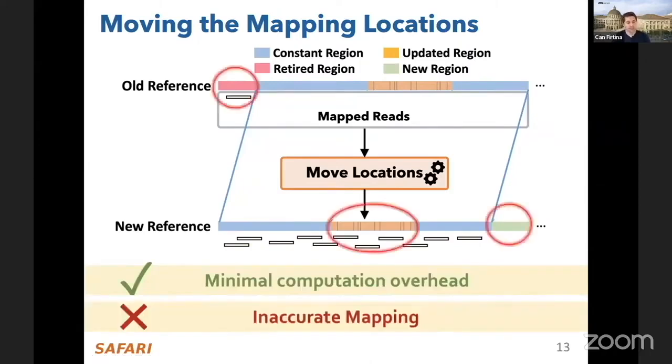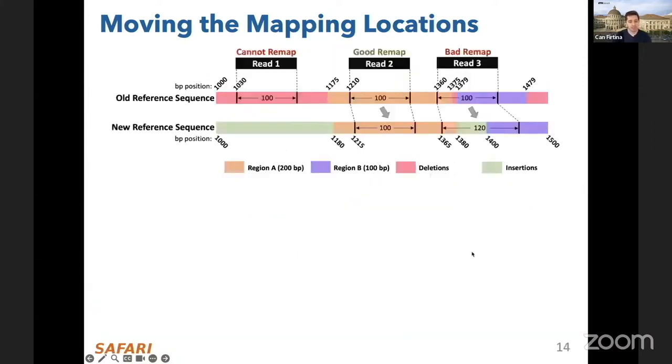However, this is essentially an inaccurate mapping, because we're missing the reads that fall under the retired region, or we are not mapping reads to a new reference genome, or we're essentially missing the fact that the reads that are under the updated regions could now map to other regions because of these slight changes between two reference genomes. So let me try to illustrate that.